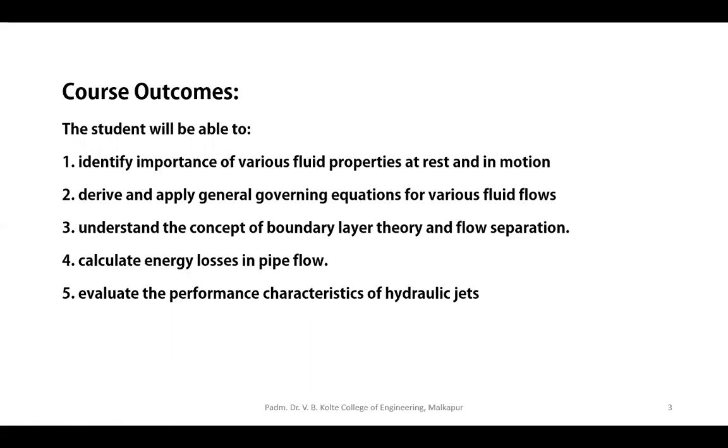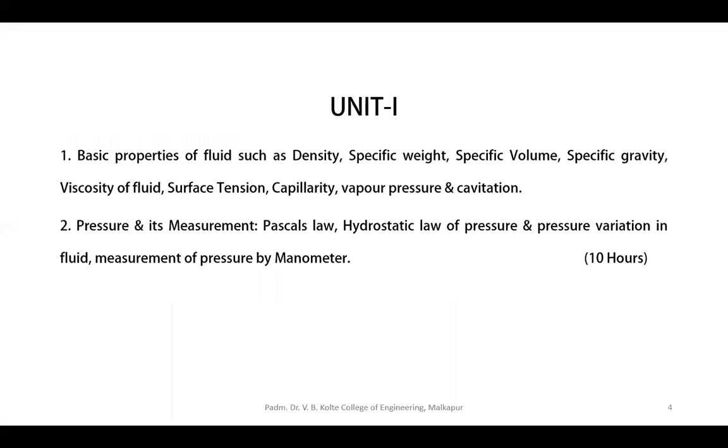What will be the outcome of this course? After studying this total course of 6 units, students should be able to identify the importance of various fluid properties at rest and in motion. Second one, derive and apply the general governing equation for the various fluid flow. Understand the concept of boundary layer theory and flow separation. Calculate the energy losses in the pipe. Evaluate the performance characteristics of hydraulic jet. These are the 5 outcomes of the 6 units.